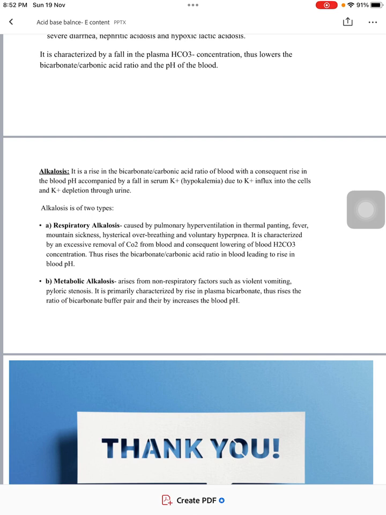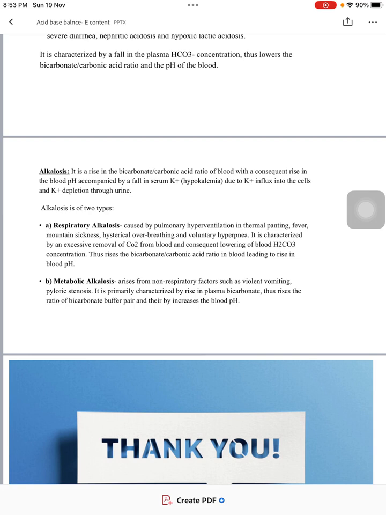Respiratory alkalosis is caused by pulmonary hyperventilation in thermal panting, fever, mountain sickness, hysterical overbreathing, and voluntary hyperventilation. It is characterized by an excessive removal of carbon dioxide from blood and consequent lowering of blood carbonic acid concentration. Thus, it raises the bicarbonate to carbonic acid ratio in the blood, leading to rise in blood pH.